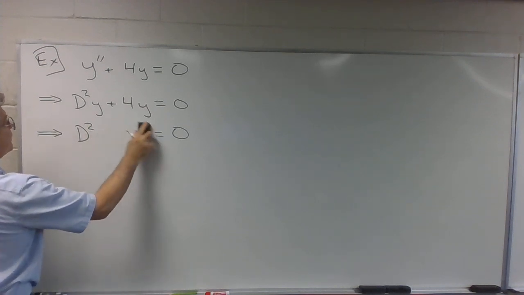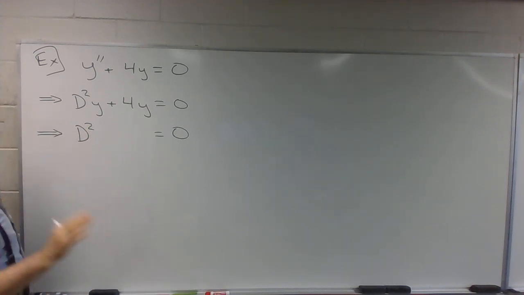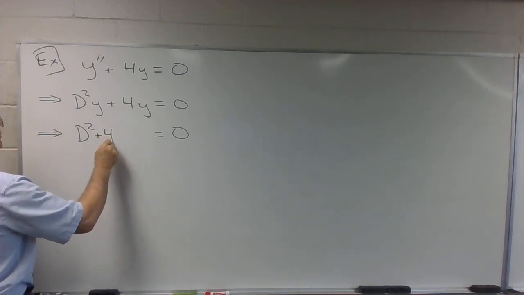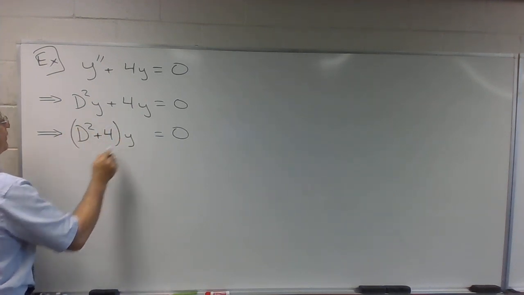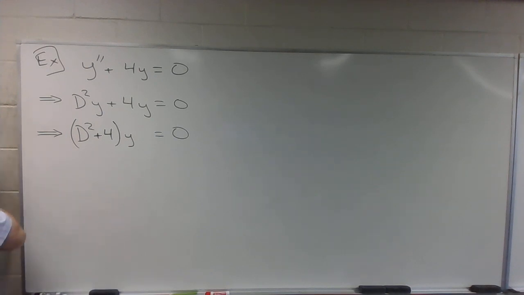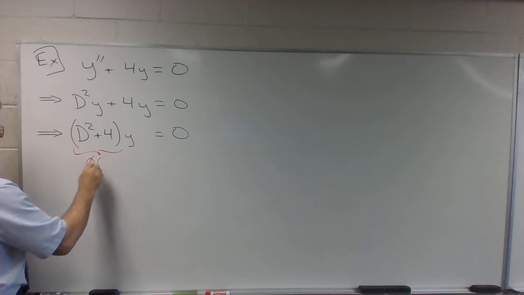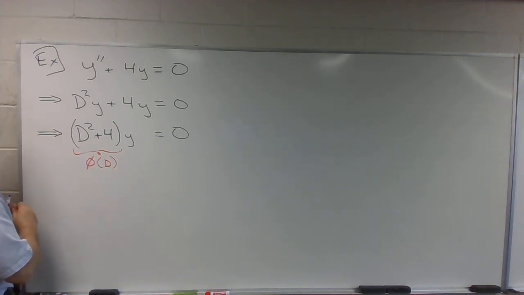No, I factored out the d squared. I'm sorry, everybody, I'm on autopilot. Factor out the y. There, that looks much better. And that yields the polynomial phi, evaluated at the differential operator d.